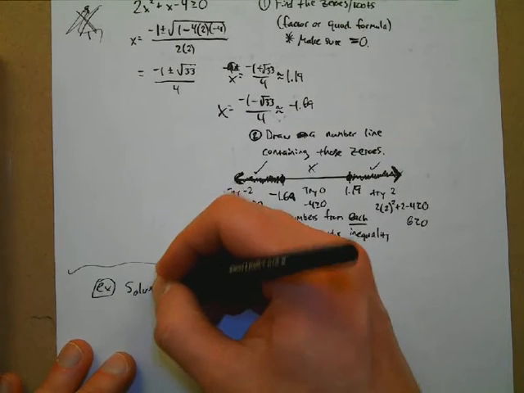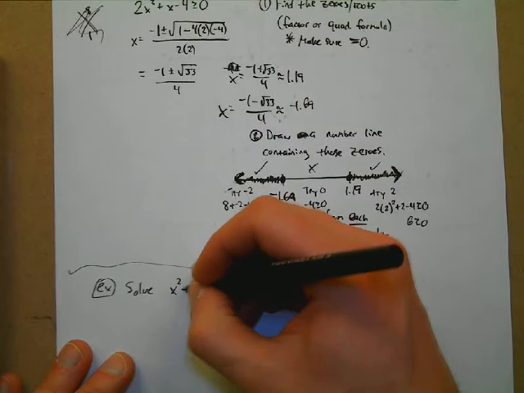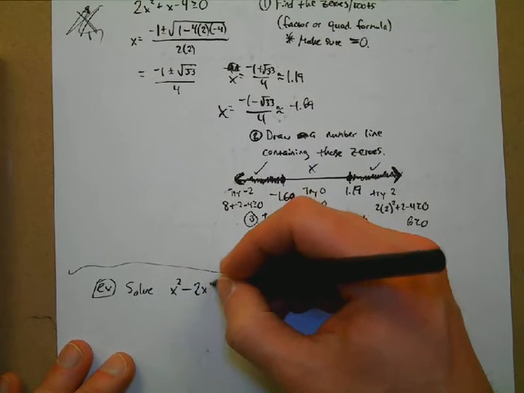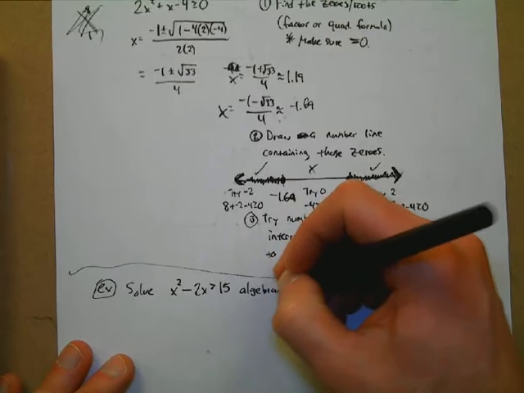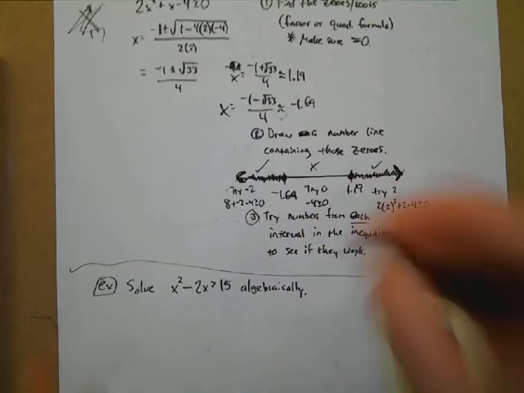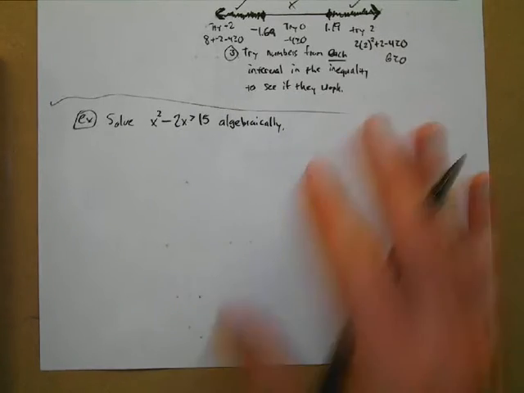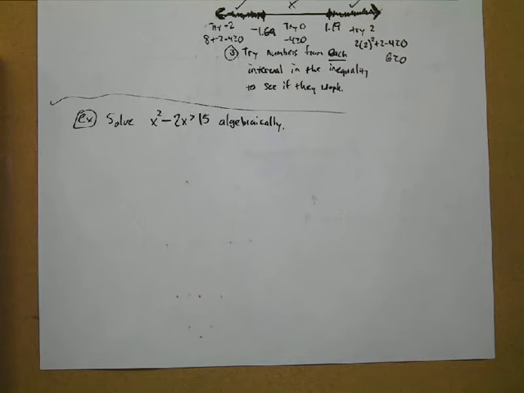Alright, so what's the very first thing that we should do here with this quadratic? Yes, it's got to have a 0 there, so we're going to subtract 15 from both sides. And so we end up with x squared minus 2x minus 15 is greater than 0.